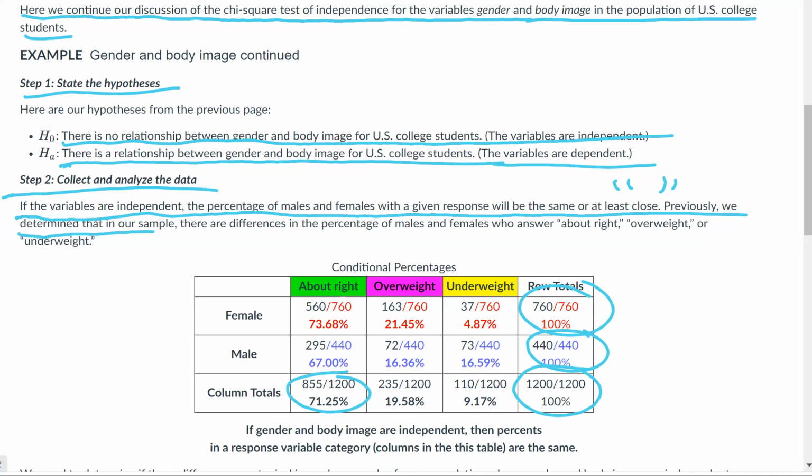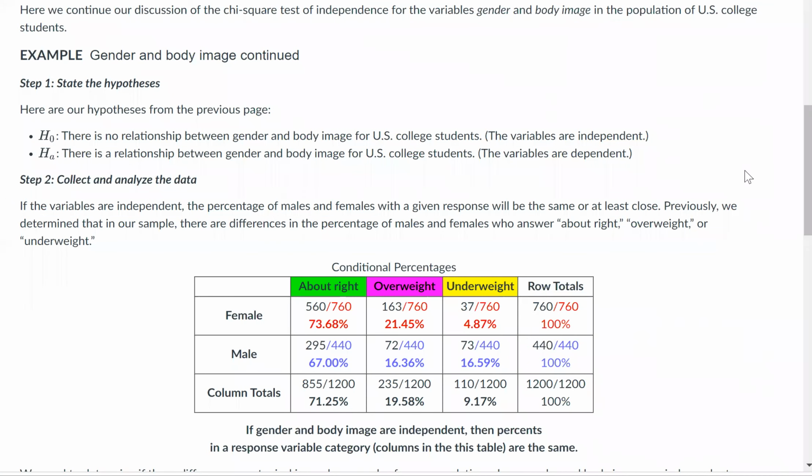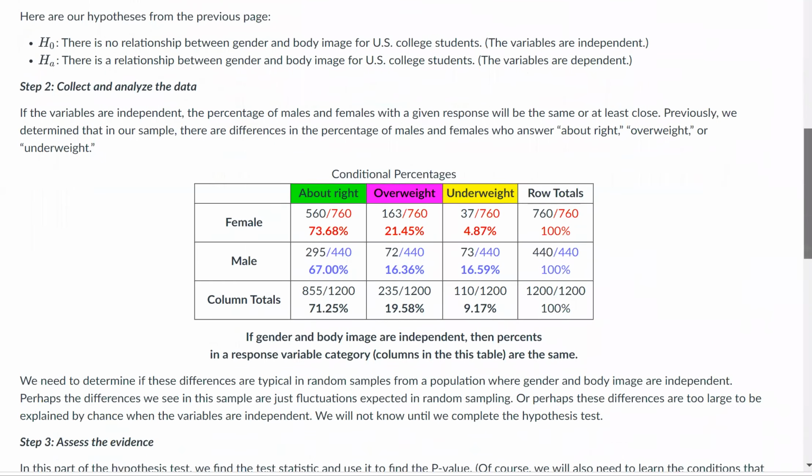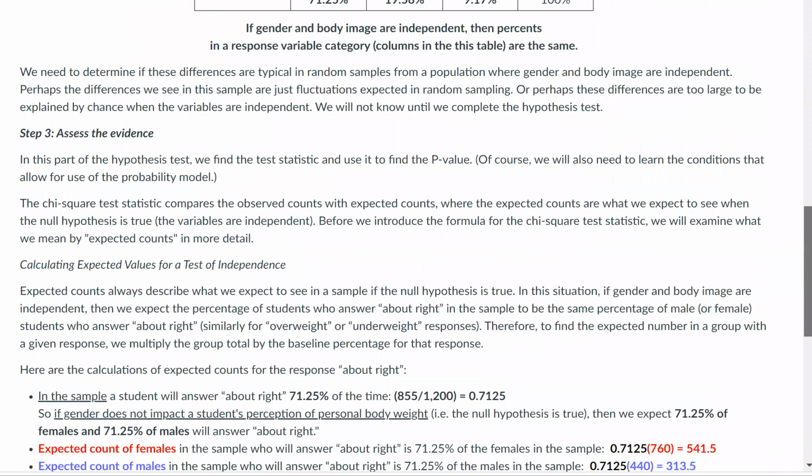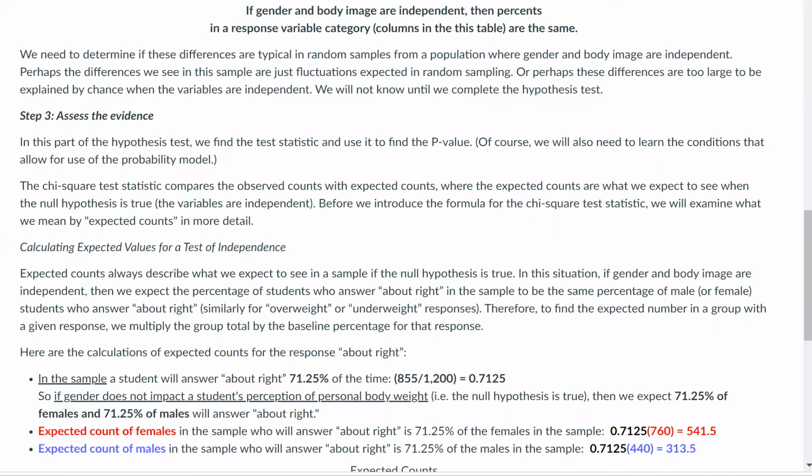Previously, we determined that in our sample, there are differences in the percentages of males and females who answer about right, overweight, or underweight. But I feel like in my mind, the percentages were close enough to the total percentages that it's hard to say if there's a relationship or not. So this is a good example of when we would need the chi-square test to see if there really is a relationship. If the gender and the body images are independent, then percents in a response variable category are the same. We need to determine if these differences are typical in random samples, because it might just be this sample of 1,200 college students just happened to have this.